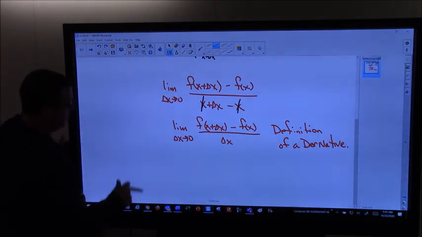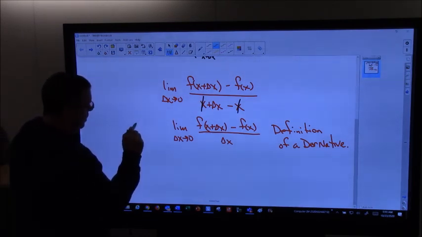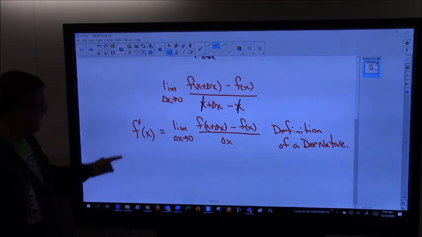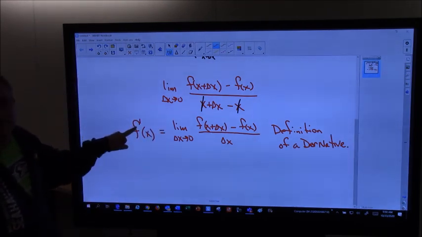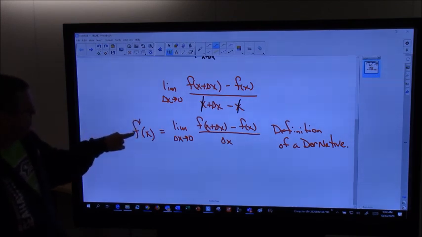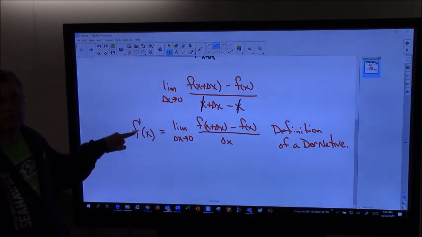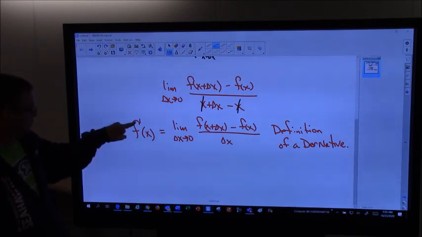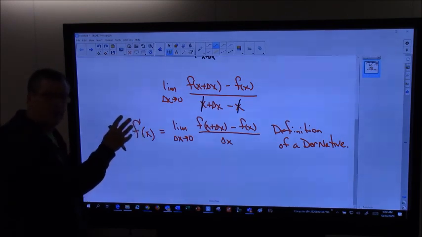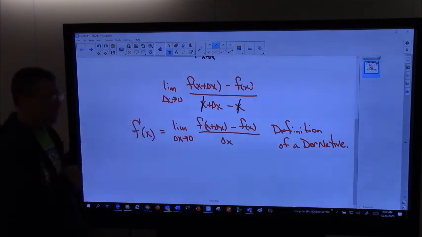And one more thing we want to do is we're going to say f prime of x equals this. When we put that little tick mark there, and it's pronounced f prime of x, that represents a derivative. It's just a little notation that we add to our function that says whatever f of x is, I want to take the derivative of it.